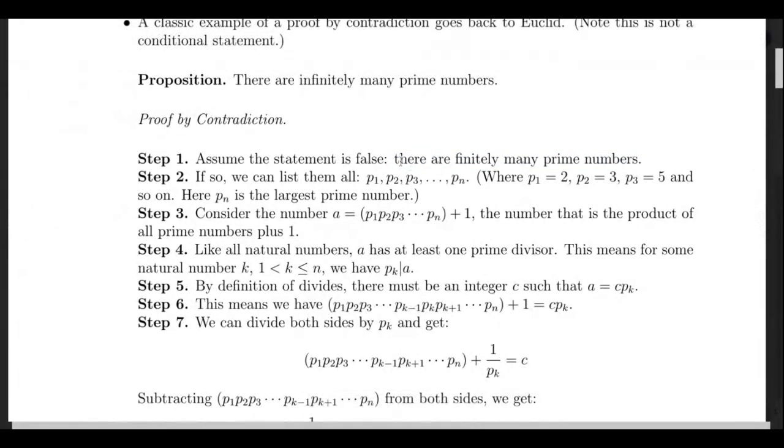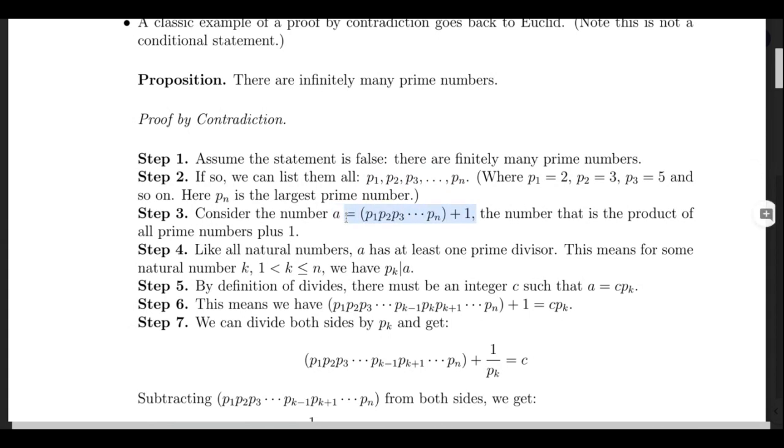So the steps are: assume that there are only finitely many prime numbers. Write those primes as P1, P2, up to Pn, because they're finite. So we name them. Then let's use the product of those finitely many prime numbers, and add 1 to it. So we made another number. Of course, there are infinitely many natural numbers, so we can always multiply the prime numbers and then add 1 to it.